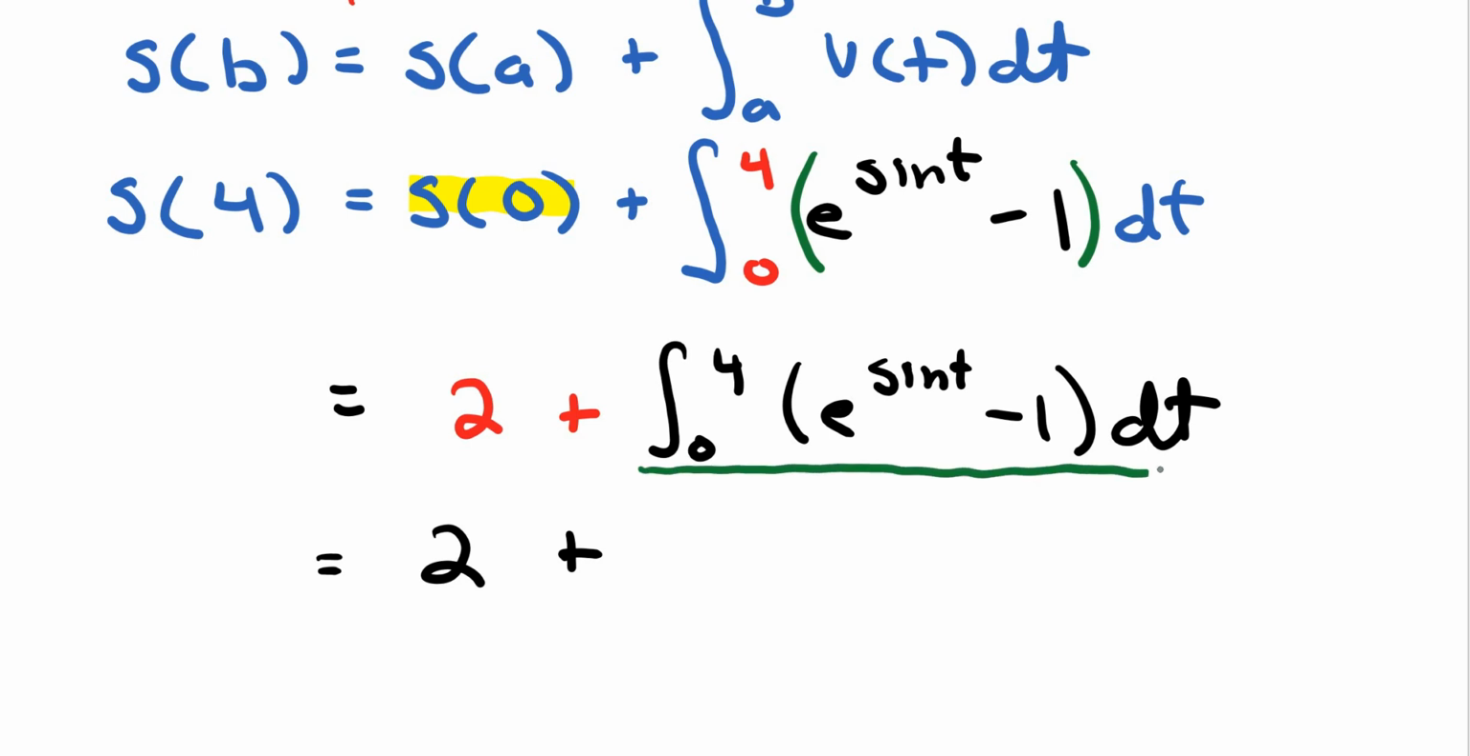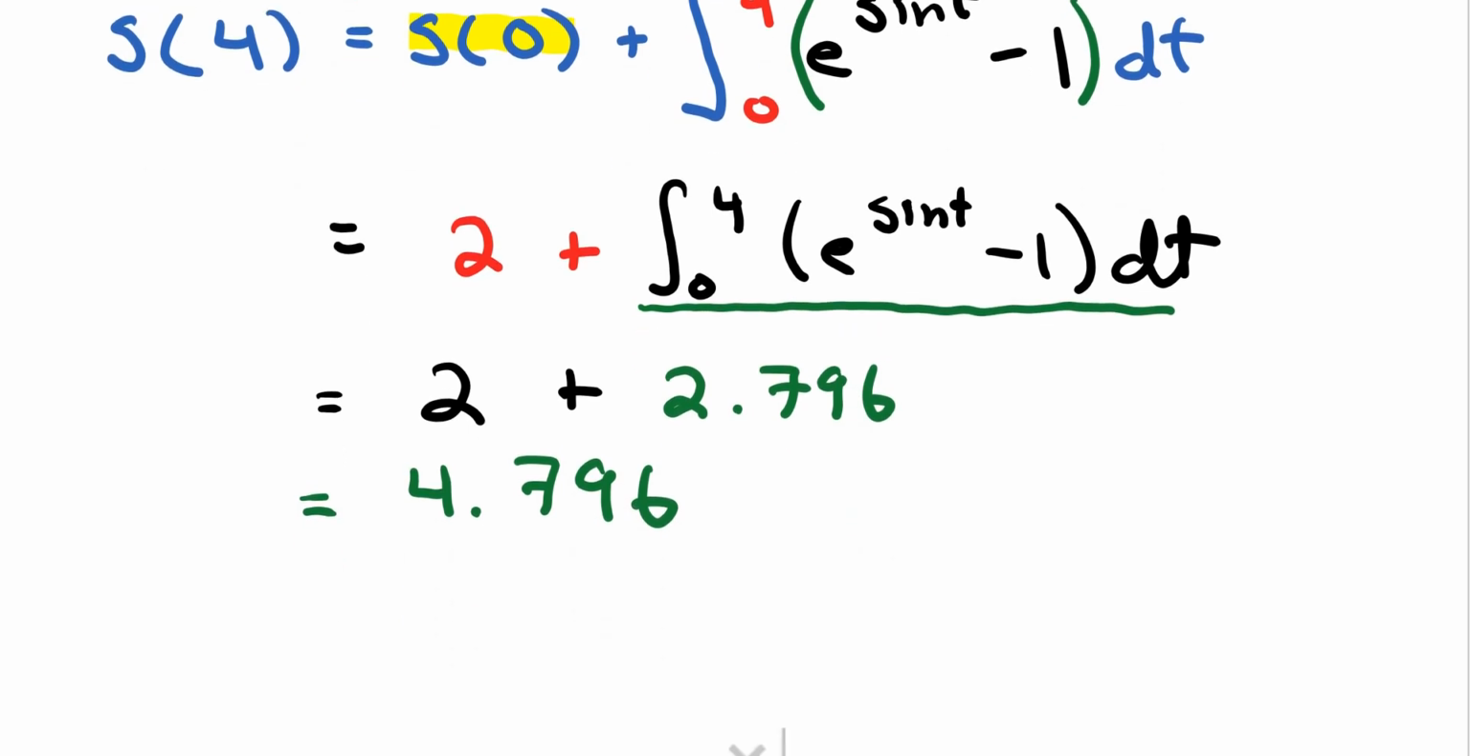and this part right here should be roughly around 2.796. And if you add those two numbers together, you should get 4.796. Okay, so there's your final answer right there.